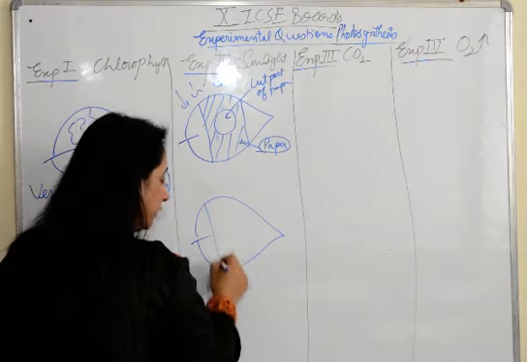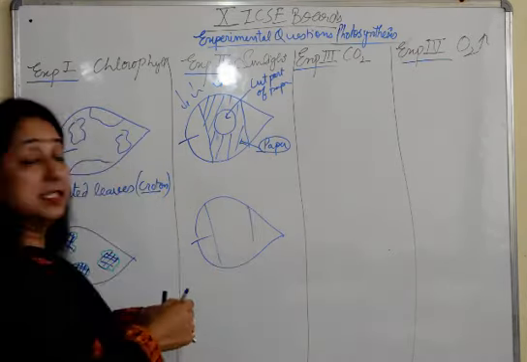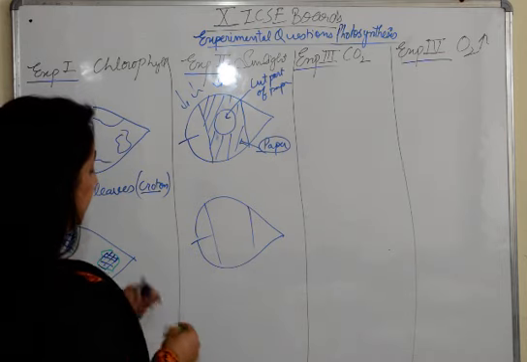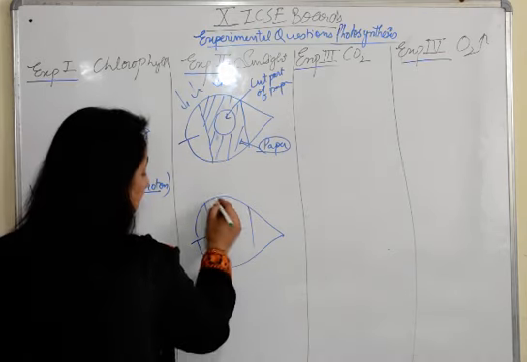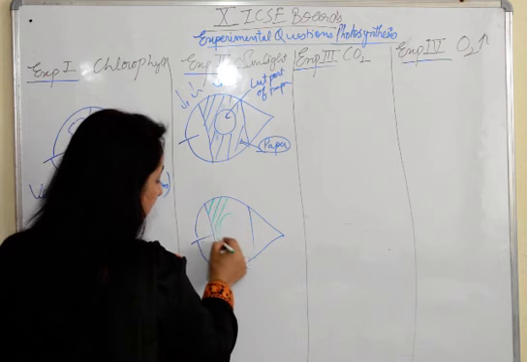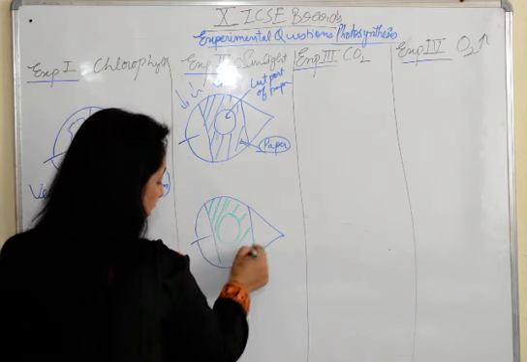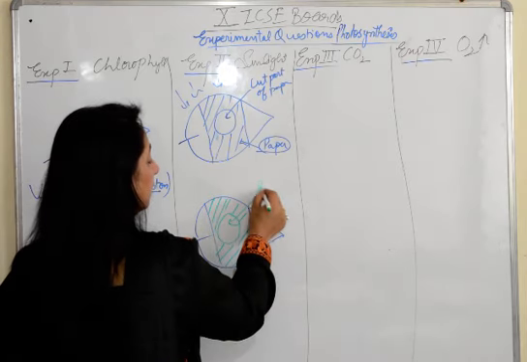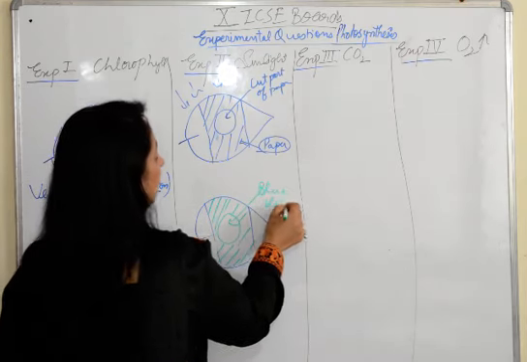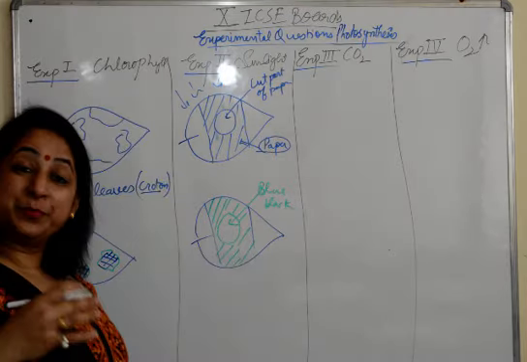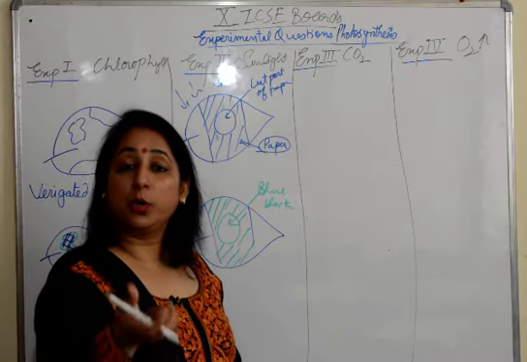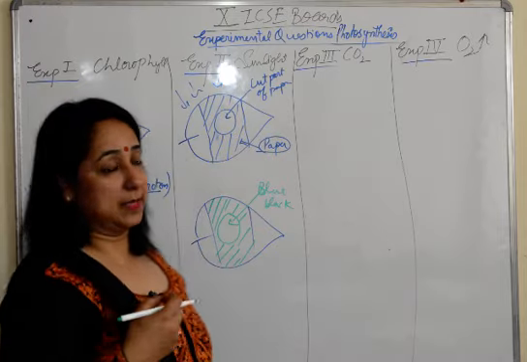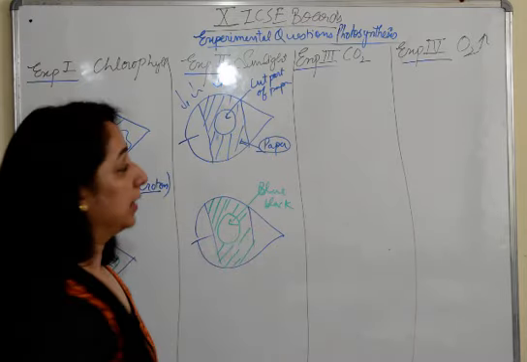So what is observed? The part which was under the paper has not changed color, but the part which was exposed has turned blue-black. This shows that the part exposed to sunlight turned blue-black, so sunlight is very important for the process of photosynthesis to take place. So this is the experiment for that.